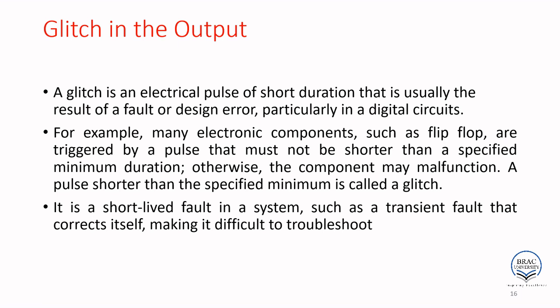Glitch in the output. A glitch is an electrical pulse of short duration that is usually the result of a fault or design error, particularly in a digital circuit. For example, many electronic components such as flip-flops are triggered by a pulse that must not be shorter than a specific minimum duration, otherwise the component may malfunction. A pulse shorter than the specified minimum is called a glitch. It is a short-lived fault in a system, such as a transient fault, that corrects itself, making it difficult to troubleshoot.